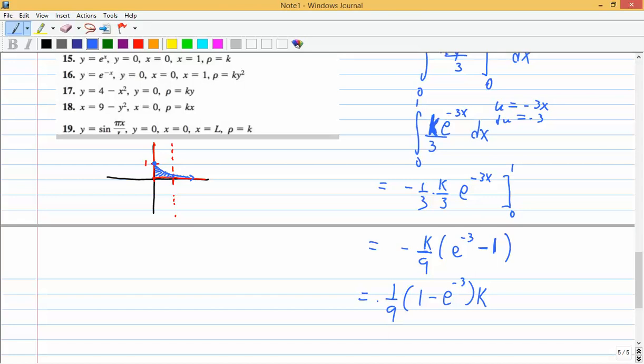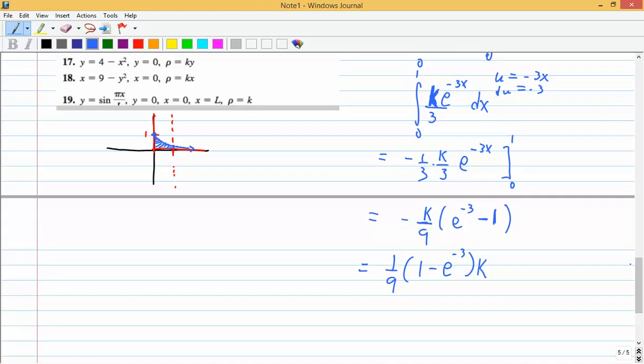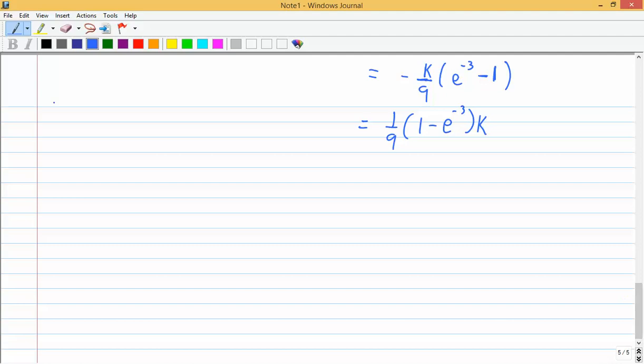Just to get rid of that negative there. Alright, so that's the mass. So now we need to figure out the moment about the x and the moment about the y-axis. The moment about the x, we'll do that one first.